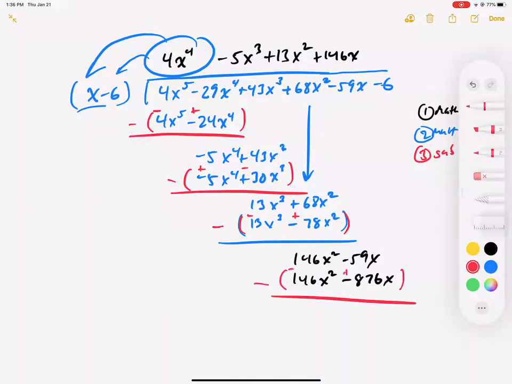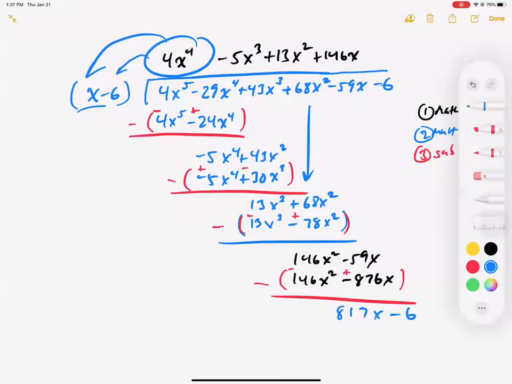That's a negative and a positive, right? We're going to flip those signs. Now we're going to add 876 and minus 59. We end up with 817. Almost there, hang in there. 817x minus 6. This is our last step.